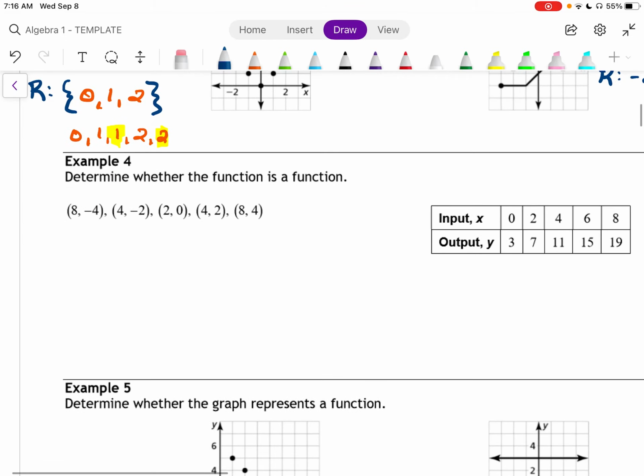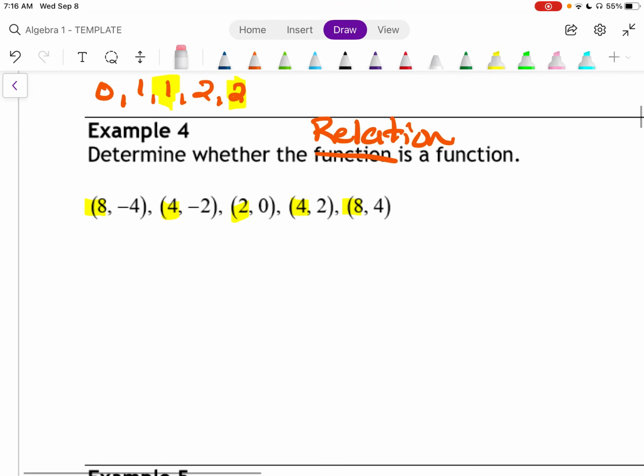Example 4, determine whether each relation is a function. Again, the fastest way to look for this is to see if any x's repeat. So I have 8, 4, 2, 4, 8. So there are some repeats. We've got 8 and 8, and then we have 4 and 4. It doesn't matter which one we look at. We just have to have one case that doesn't follow the rule. I'm going to look at the 8s. I have 8 going to -4 and then 8 going to 4. So this is not a function.